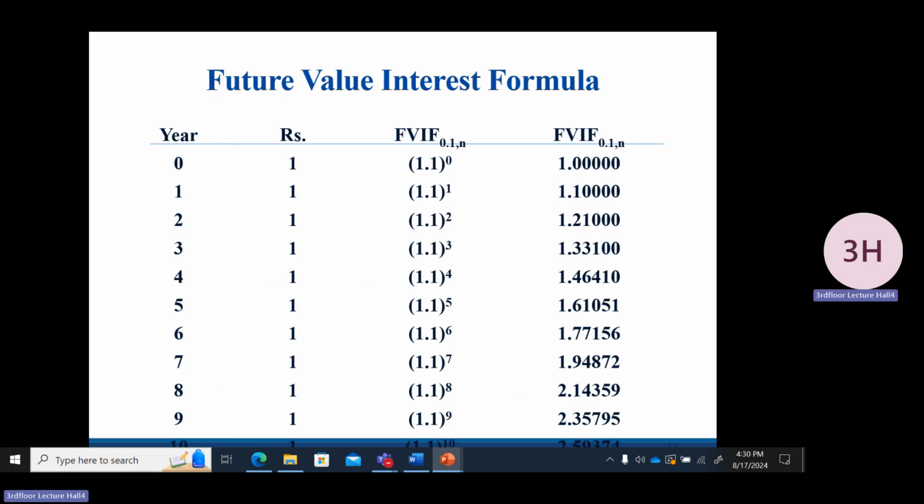If you deposit 1 rupee at a rate of 10%, how much would you have at the end of 8 years? By looking at these future value interest factors, you can tell. If you deposit 1 rupee, normally this table factor gives you the value for 1 rupee.